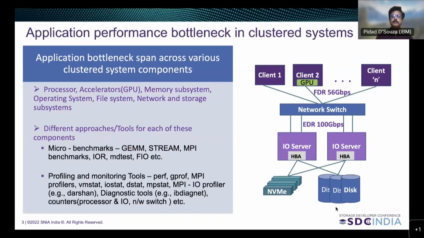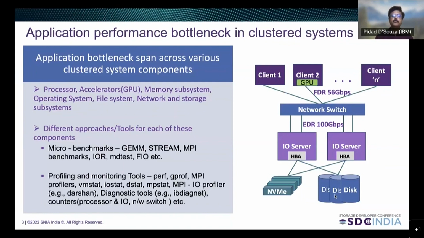In such a complex system, wherein multiple components like processors, accelerators, memory subsystem, operating system, file system, and network and storage subsystems are involved, one needs to evaluate each of those components' performance using micro benchmarks pertaining to those components. For example, the general matrix multiply benchmark is used to measure the performance of the CPU. Similarly, there are other benchmarks such as STREAM and MPI benchmarks. For IO, we have IOR, MDTest, and FIO benchmarks.